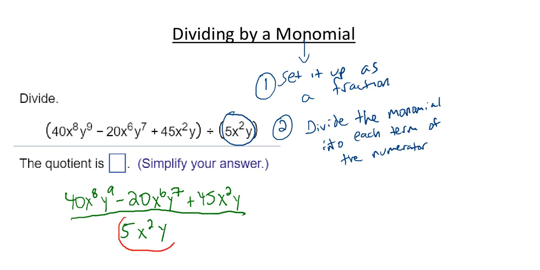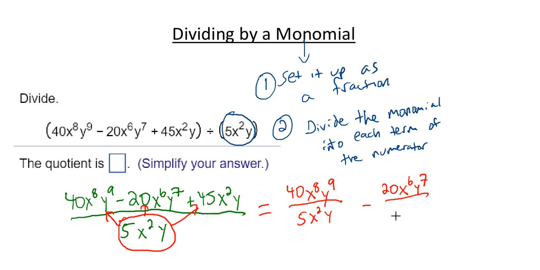We take the denominator, the whole thing, the monomial, divide it into each term of the numerator. So basically we're splitting the big fraction up into separate fractions. So we'll have 40 x to the 8th power y to the 9th power over 5x squared y, minus 20 x to the 6th power y to the 7th power over 5x squared y, plus 45 x squared y over 5x squared y. And because it's a monomial, we don't have to factor this to get things to cancel out. They're already factors. We can just start crossing things out.